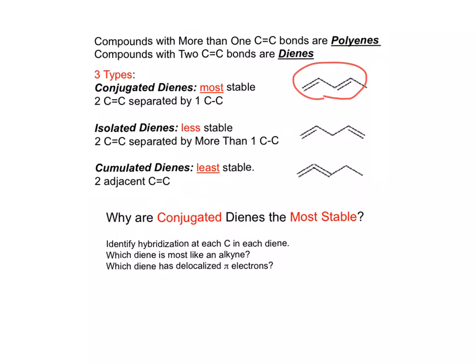So why are conjugated dienes the most stable of the three types of dienes? Stop the video and answer these three questions. So here are the answers. sp2 at each vinylic carbon. Now this carbon is actually sp3, which makes it most like an alkyne. And the diene which has delocalized pi electrons is the conjugated diene, which makes it the most stable.